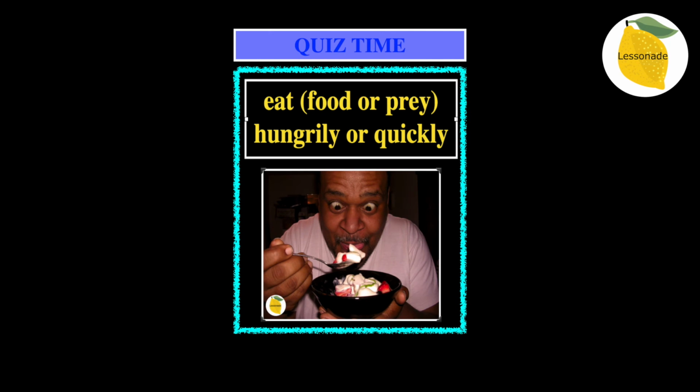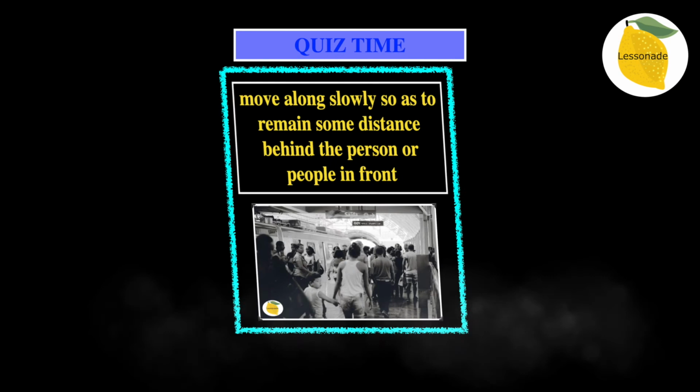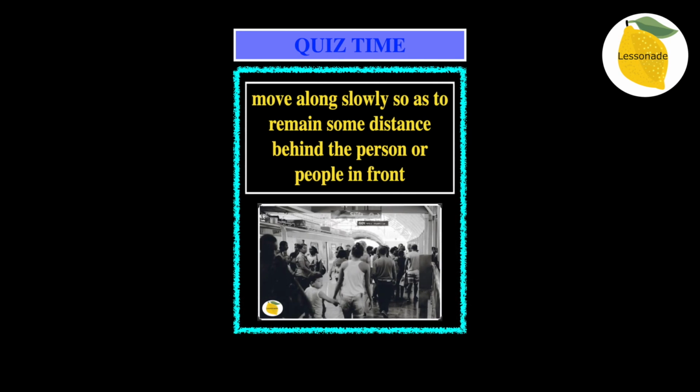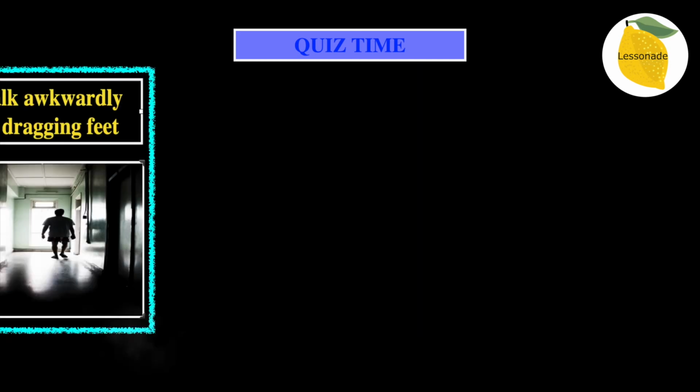So question number 1 is eat food or prey hungrily or quickly. In this picture, we can see someone who's very hungry, and therefore they will eat the food very quickly. Question number 2 is move along slowly so as to remain some distance behind the person or people in front. In this picture, you can see people walking slowly on purpose in order to maintain the distance between the people in front and the people at the back.